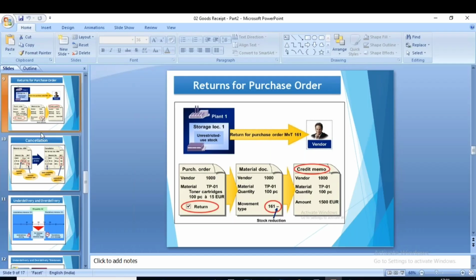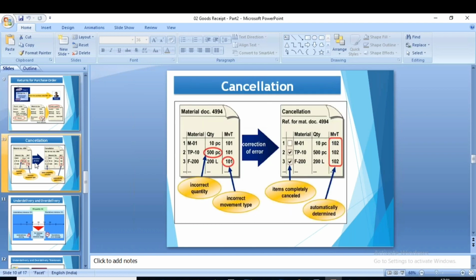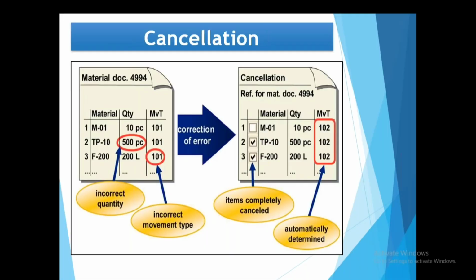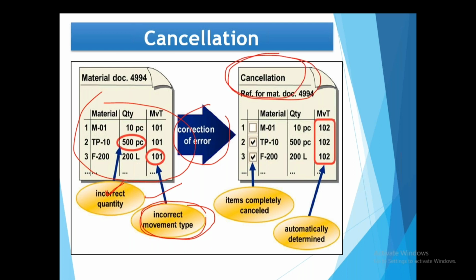Now we will be discussing the cancellation part, material document cancellation. So what is this material document cancellation? Sometimes you created a PO, you received the material from the vendor. When you are entering the material document, sometimes you may enter a wrong quantity. You received 500, but you entered only 450 or something, or you entered an incorrect movement type. So if you do this kind of thing, you can cancel that material document.